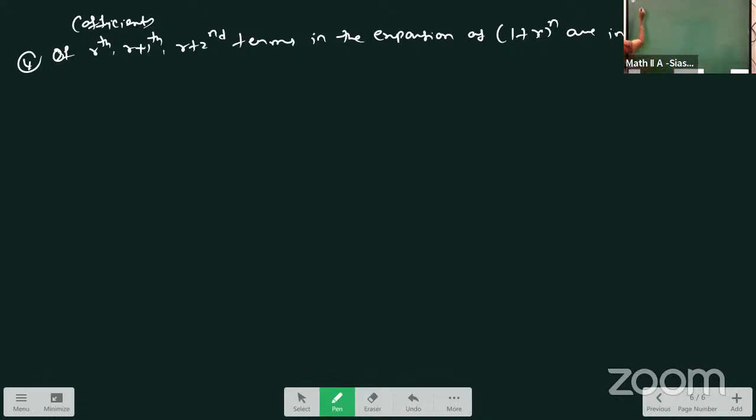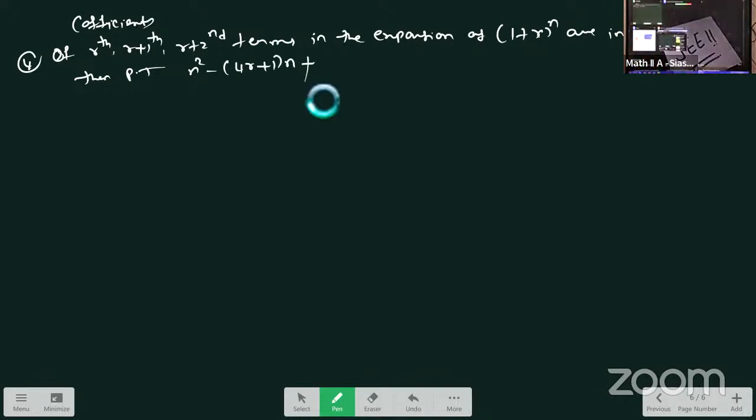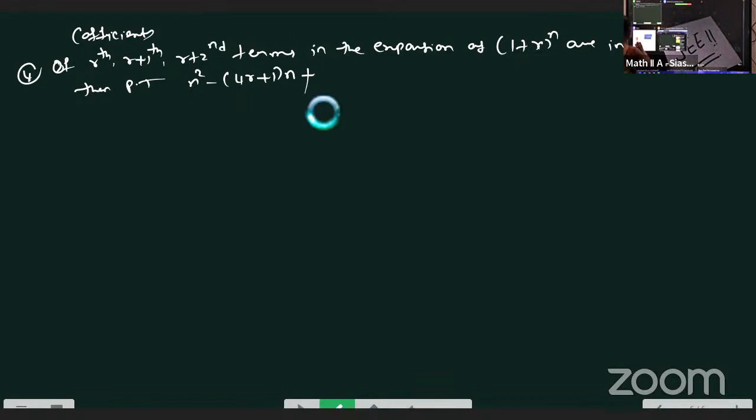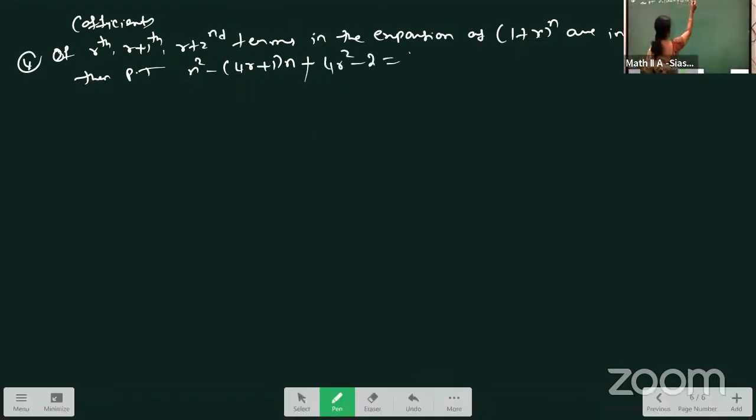Then prove that n square minus (4r plus 1) into n plus 4r square minus 2 is equal to 0.